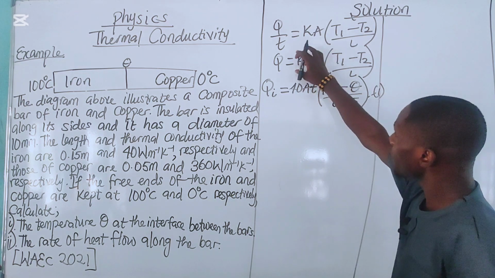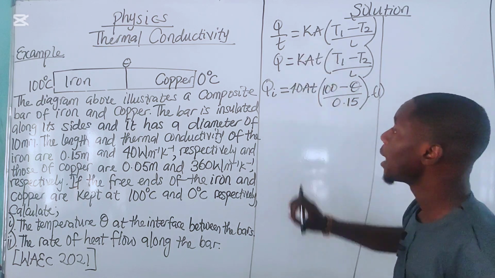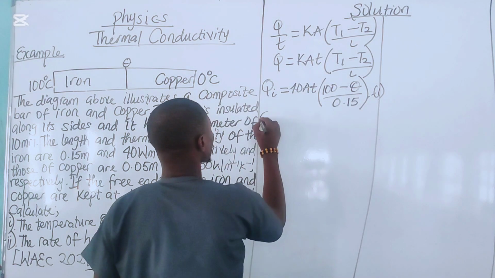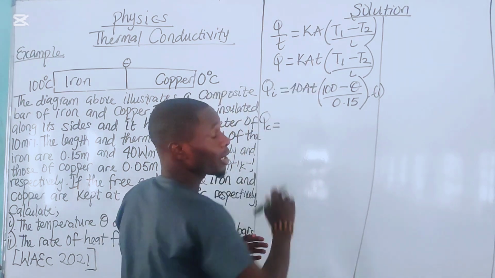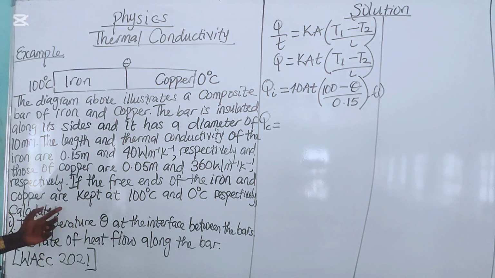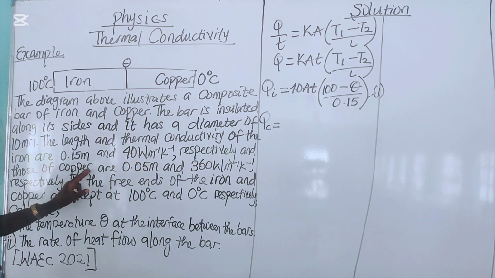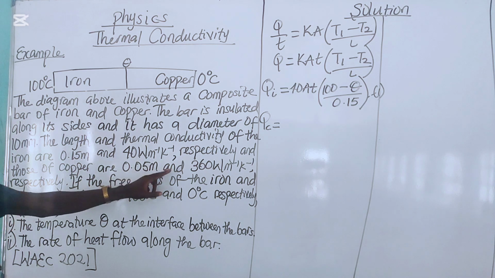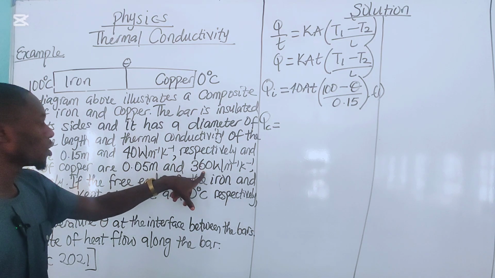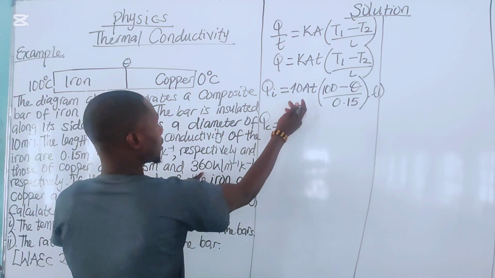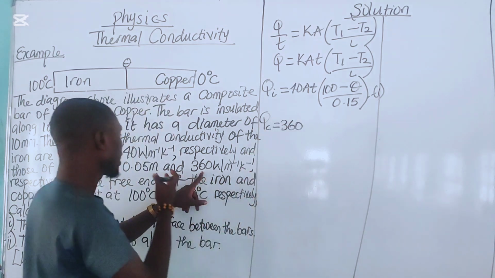Okay, so let's write this equation for the quantity of heat for the copper. I will call it QC. The same thing: the length and thermal conductivity of copper, which we are told, are 0.05 meters and 360 watts per meter per Kelvin. So the thermal conductivity is 360 multiplied by the area and time.